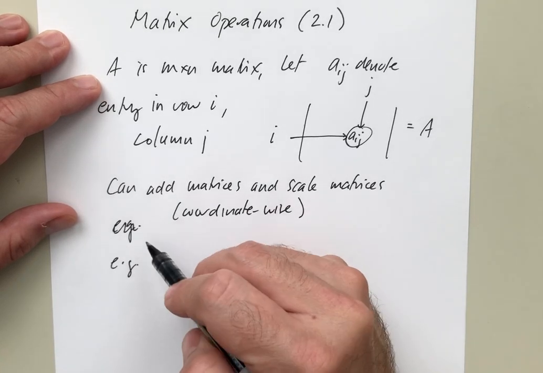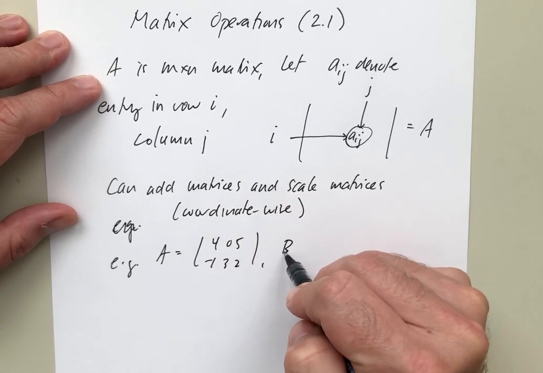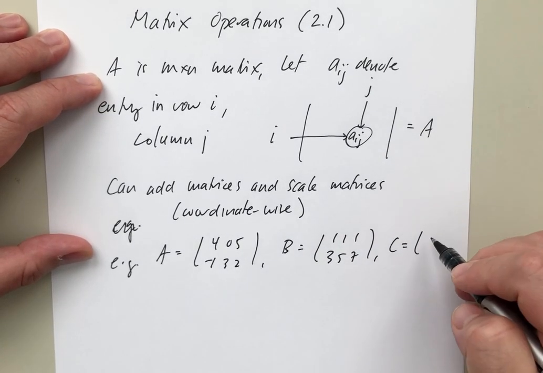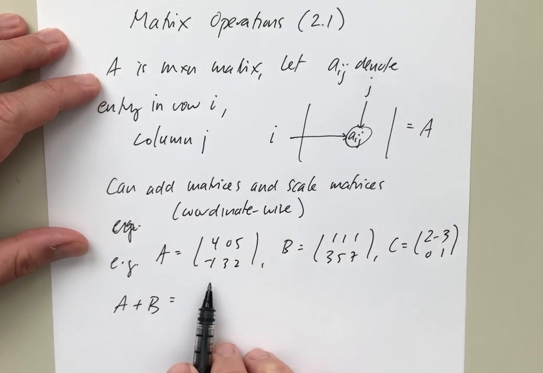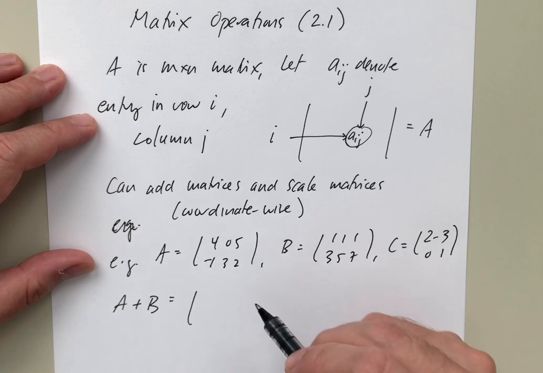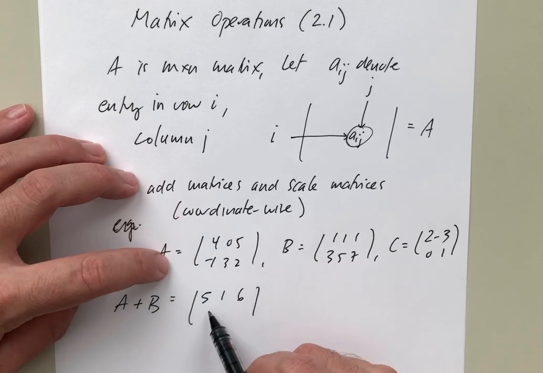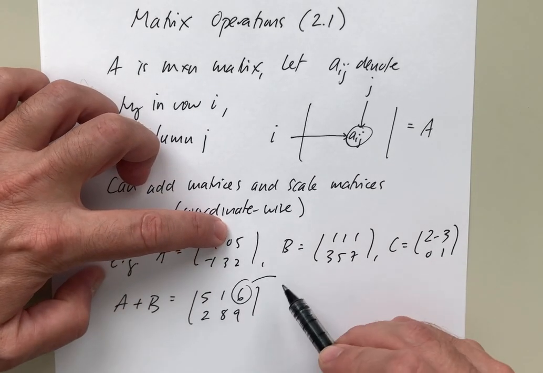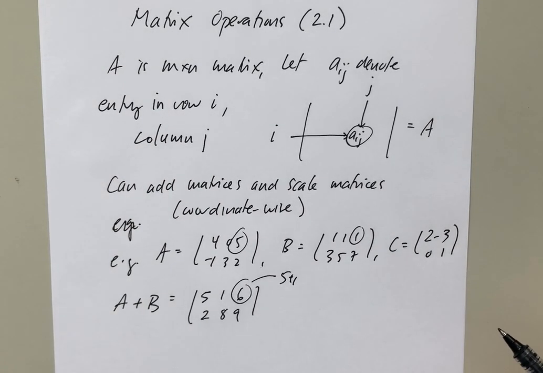So for example, let me take A to be 4, 0, 5, minus 1, 3, 2. B is going to be, say, 1, 1, 1, 3, 5, 7. Let's take C to be a 2 by 2 matrix, 2, minus 3, 0, 1. So what can I do? I can take A plus B, and the reason I can add these two is that they have the same shape. They're both 2 by 3. And I get a new 2 by 3 matrix where I add the entries. So this would be 5, 1, 6, 2, 8, 9. All I did here is I took 5 plus 1 because I took the corresponding entries from the two matrices A and B and added them together.